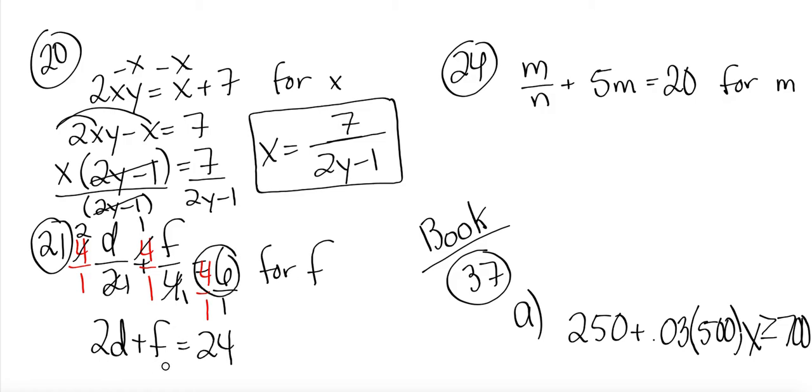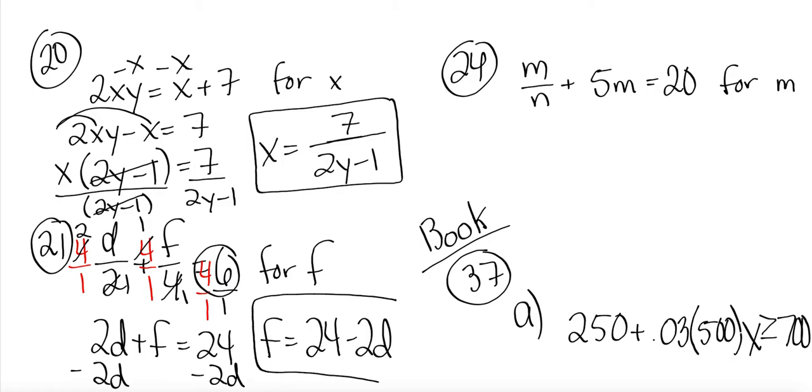So we're looking to solve for f right there, so all we have to do last is move the 2d over. So we'll have f equals 24 minus 2d, or a negative 2d plus 24. Either one will work.